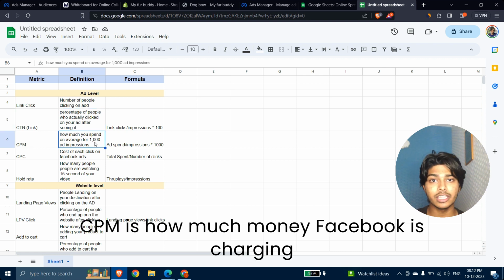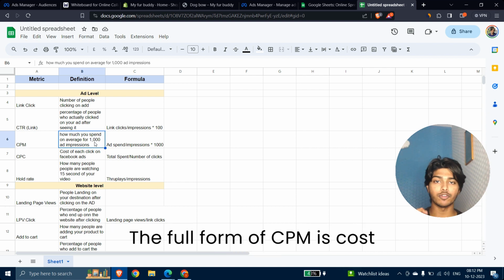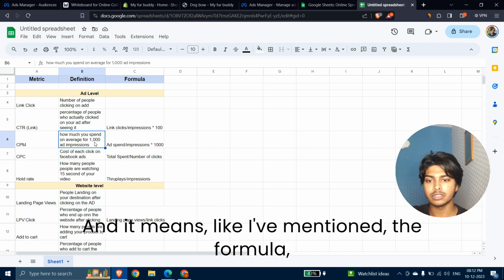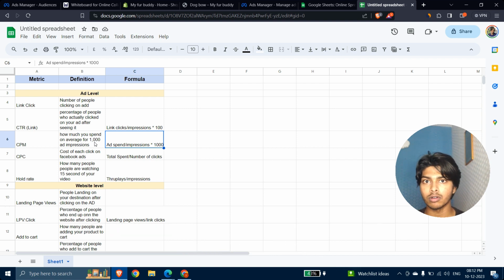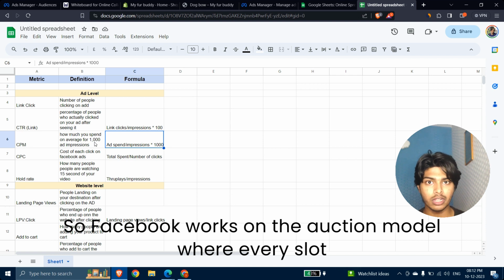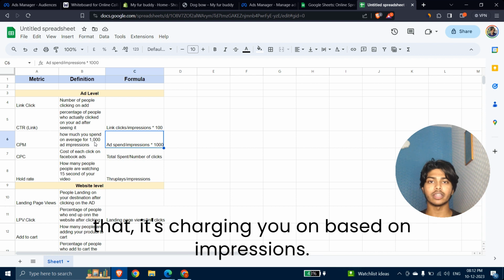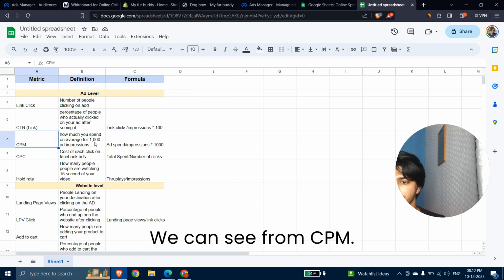CPM is how much money Facebook is charging to show your ads to 1,000 people, right? The full form of CPM is cost per mille, and like I've mentioned, the formula is ad spend divided by impressions, times 1,000. Facebook works on the auction model where for every slot where your ad is showing, Facebook is charging you, based on impressions. So how much is it charging you for 1,000 impressions? We can see from CPM.